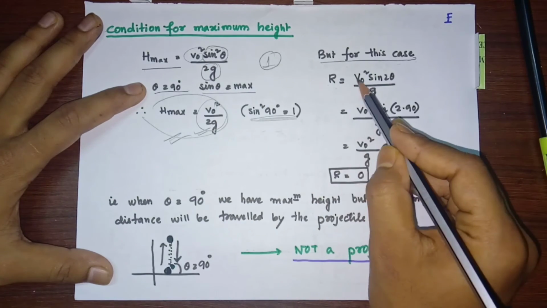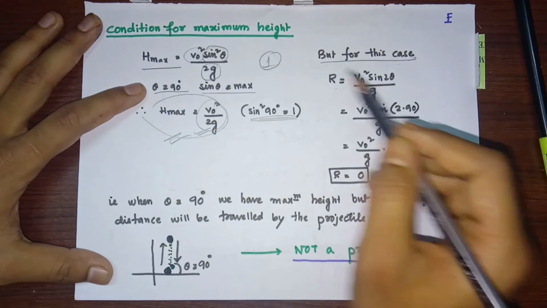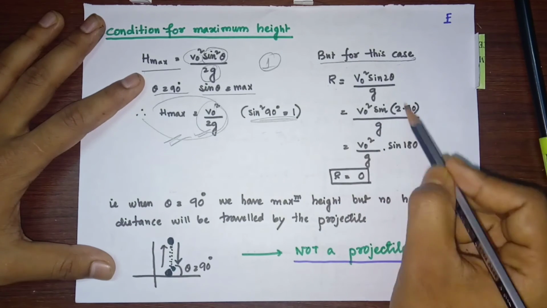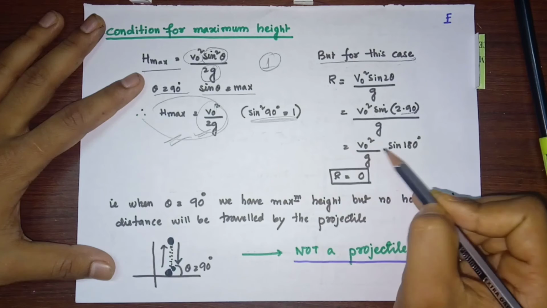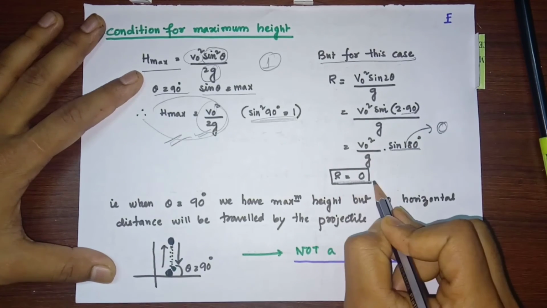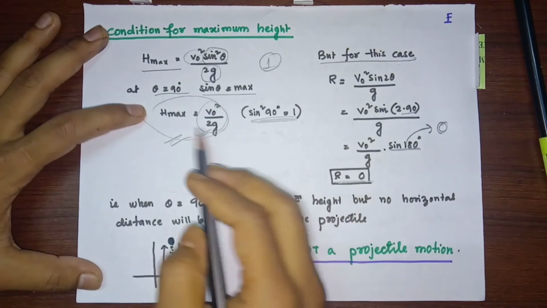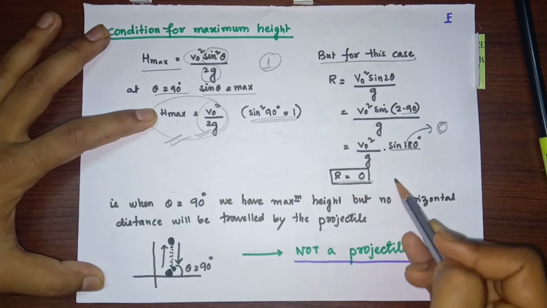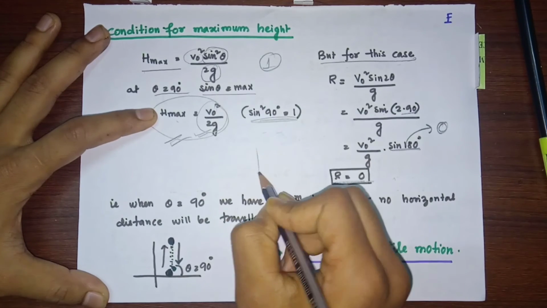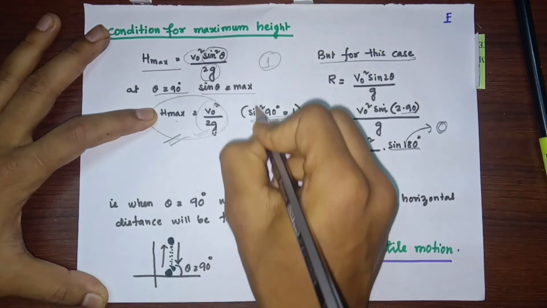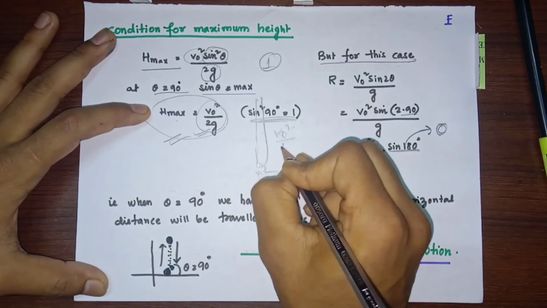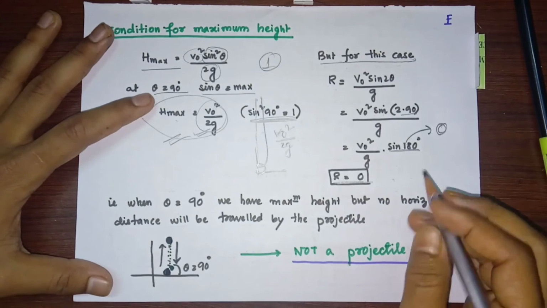So let us see what will be the maximum range. The range is v naught square sin 2 theta by g, and it is v naught square sin 2 into 90 degree divided by g. So v naught square by g sin 180, and sin 180 is 0, so the range is 0. So h max is v naught square by 2g and range is 0, means a particle, if it is thrown at an angle 90 degree, will reach a maximum height of v naught square by 2g, and again it will return to the ground.